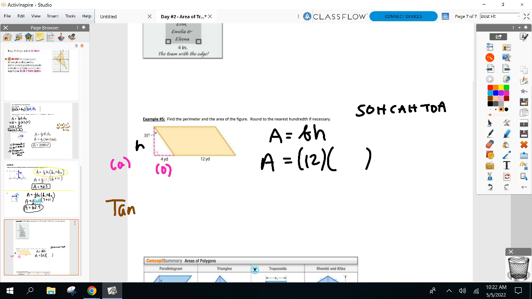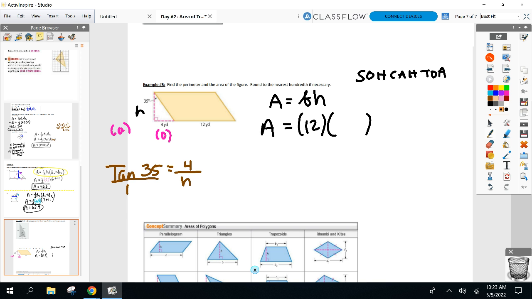Tangent of your angle, 35, equals opposite, 4, over adjacent, x, or in this case, our height, h. And you guys remember we put this over 1 and cross multiplied. So let me do that with you. Tangent of 35 times h equals 4. And then hopefully everybody right now is dividing both sides by the tangent of 35.